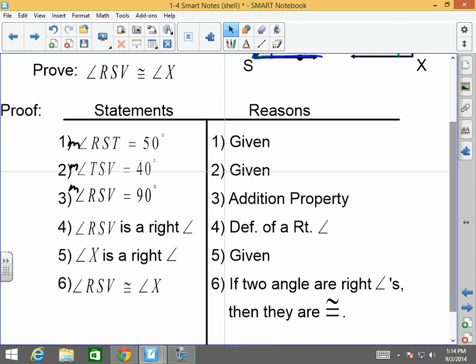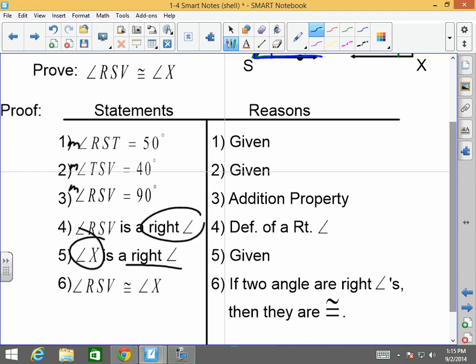Did we define the measure of angle X, or did we just define it being a right angle? Do you see where I'm going with this, guys? If I had said, after the X is a right angle, the measure of angle X is 90 degrees, then you could have said, if two angles have the same measure, then they're congruent. But we didn't define both angles as measures. We defined both angles as right. So keep it simple. Don't add extra steps if you don't have to.